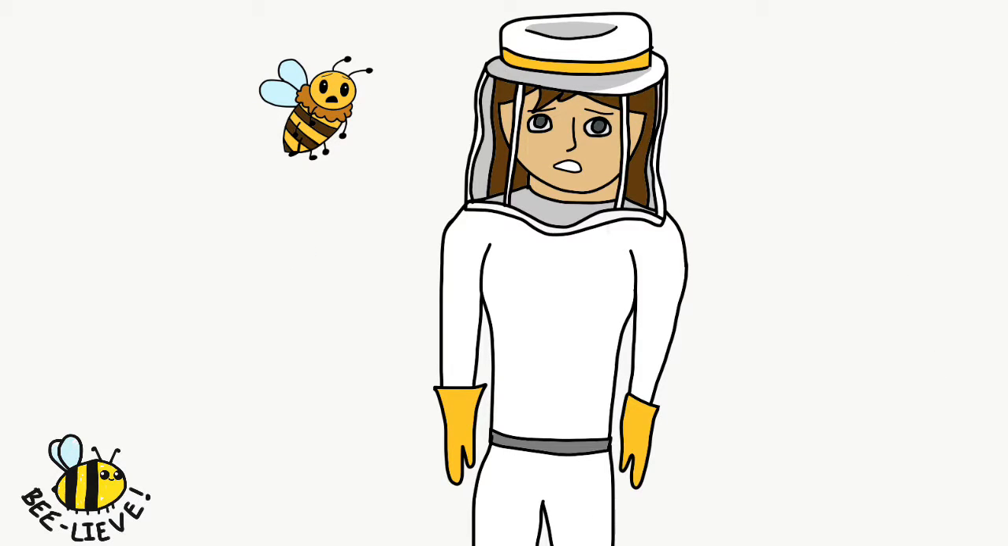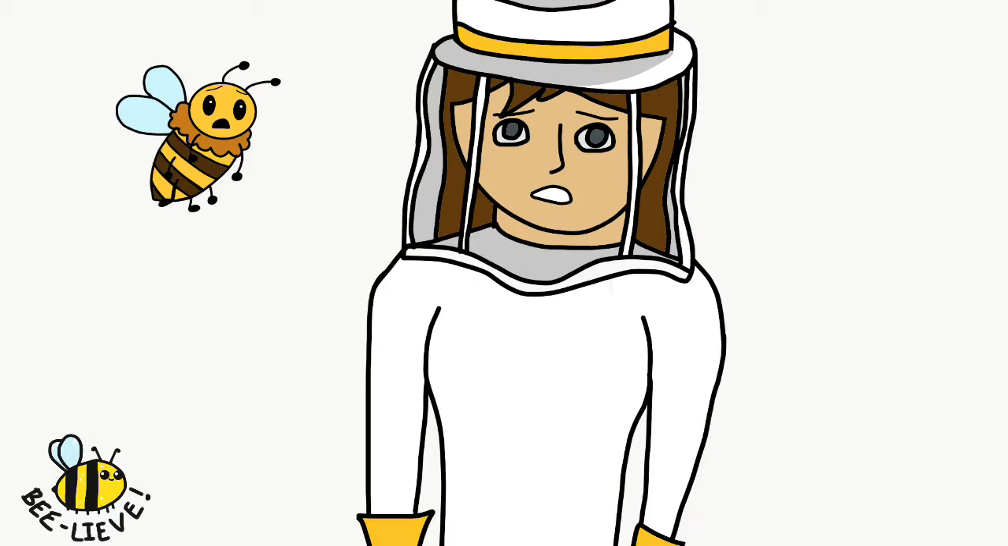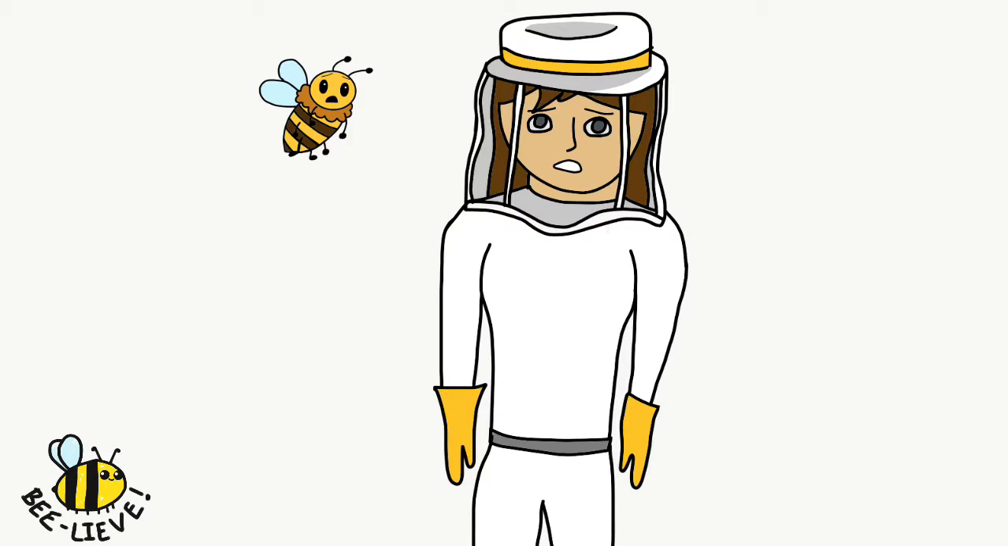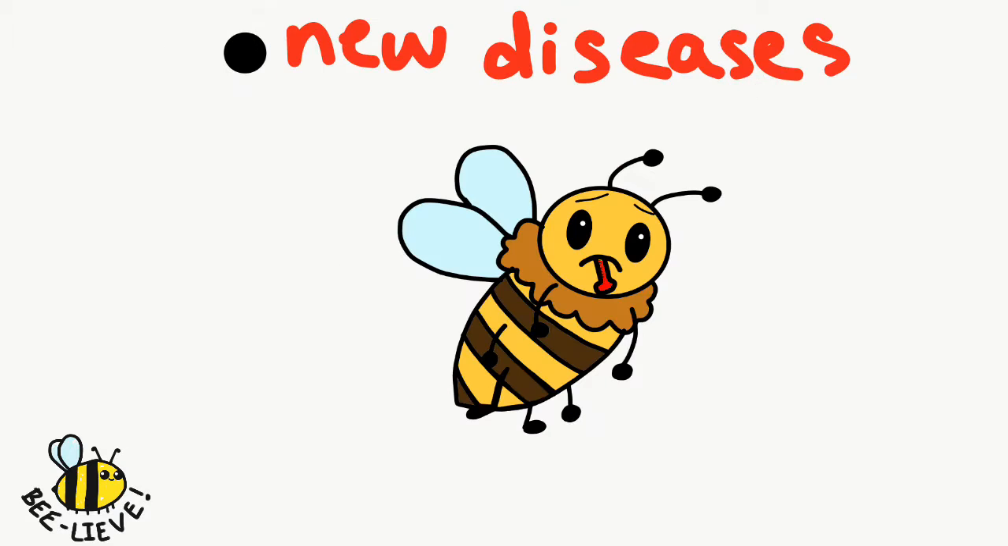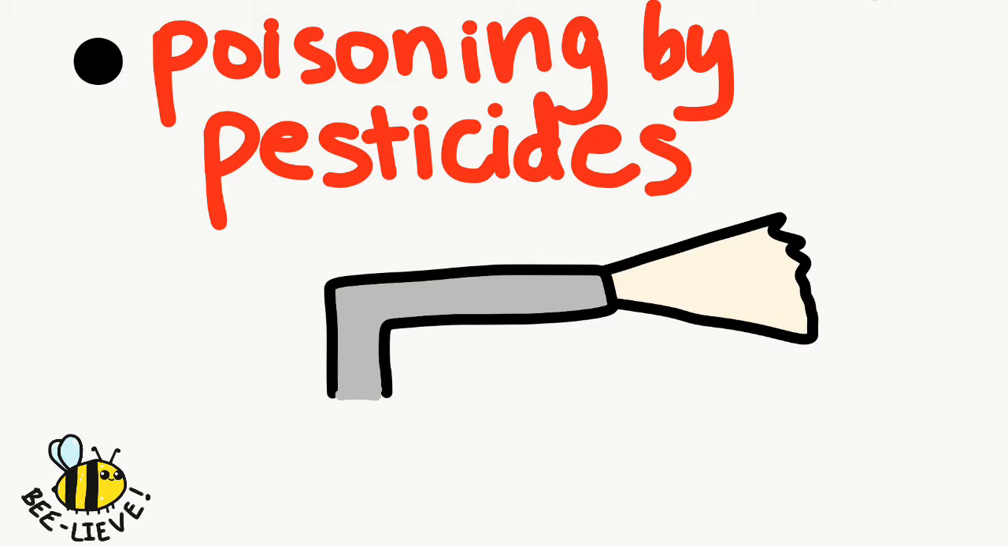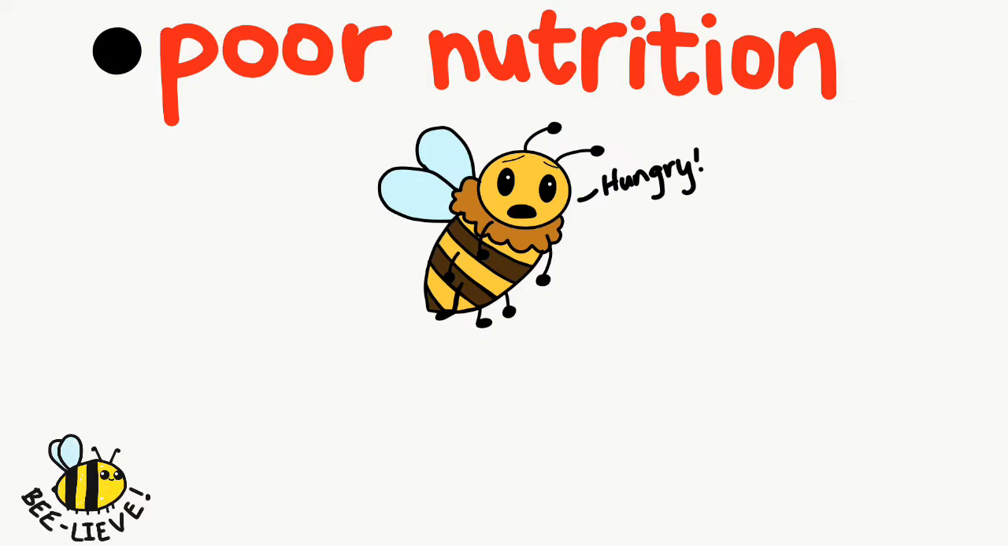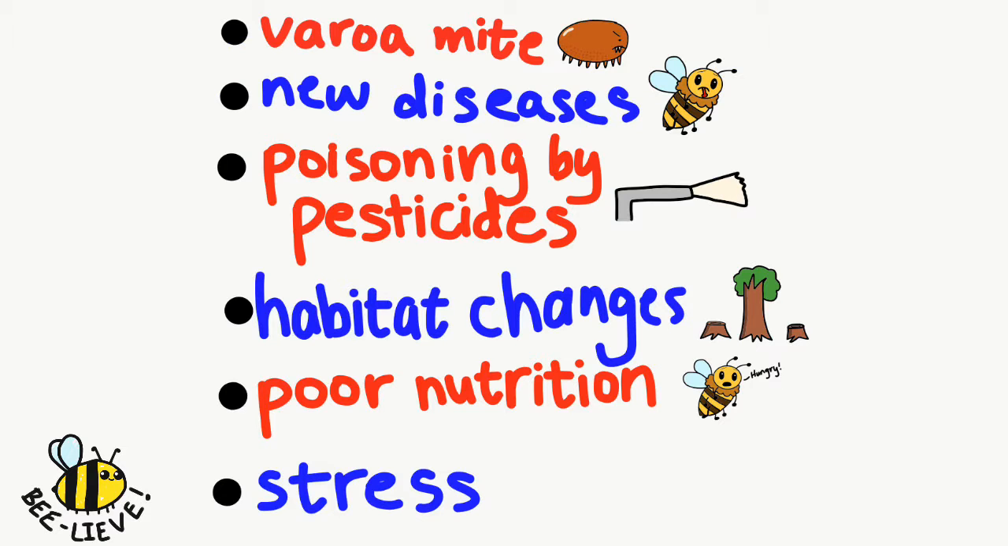What's most puzzling about CCD is that dead bees cannot usually be found near the hive. Do you know why this happened though? Scientists and researchers still aren't sure exactly what causes CCD. However, they have narrowed it down to a few possible factors. The varroa mite, an invasive species that is a pest to honeybees, as well as new diseases, poisoning by pesticides, changes to the habitat, poor nutrition, and stress possibly caused by the factors listed above. This stress could then lead to damage to a bee's immune system, making it more susceptible to disease.